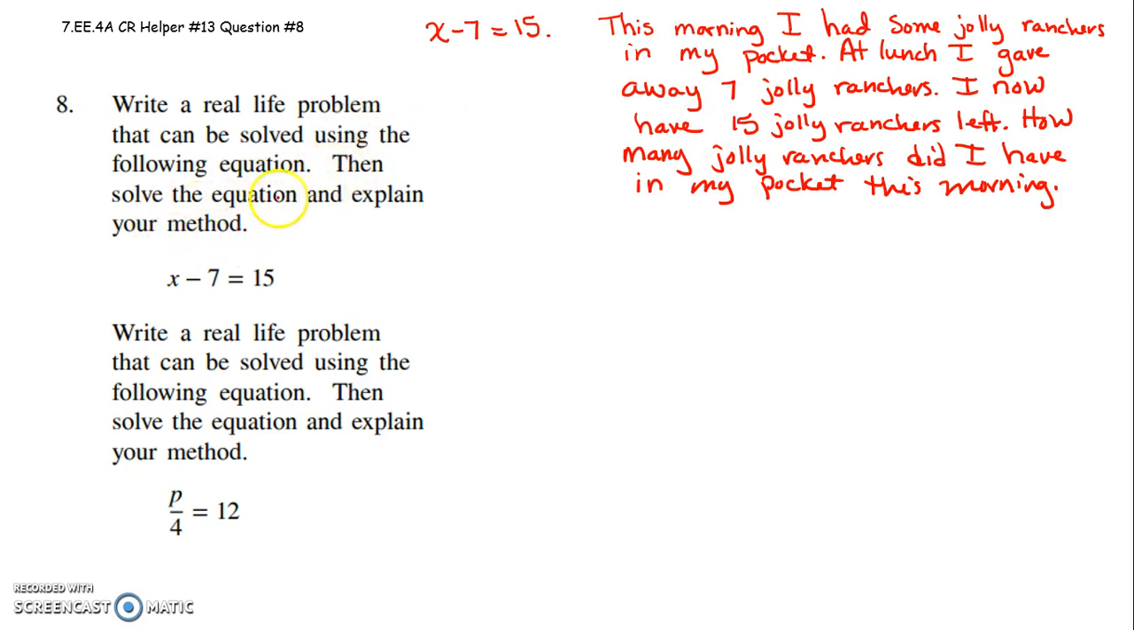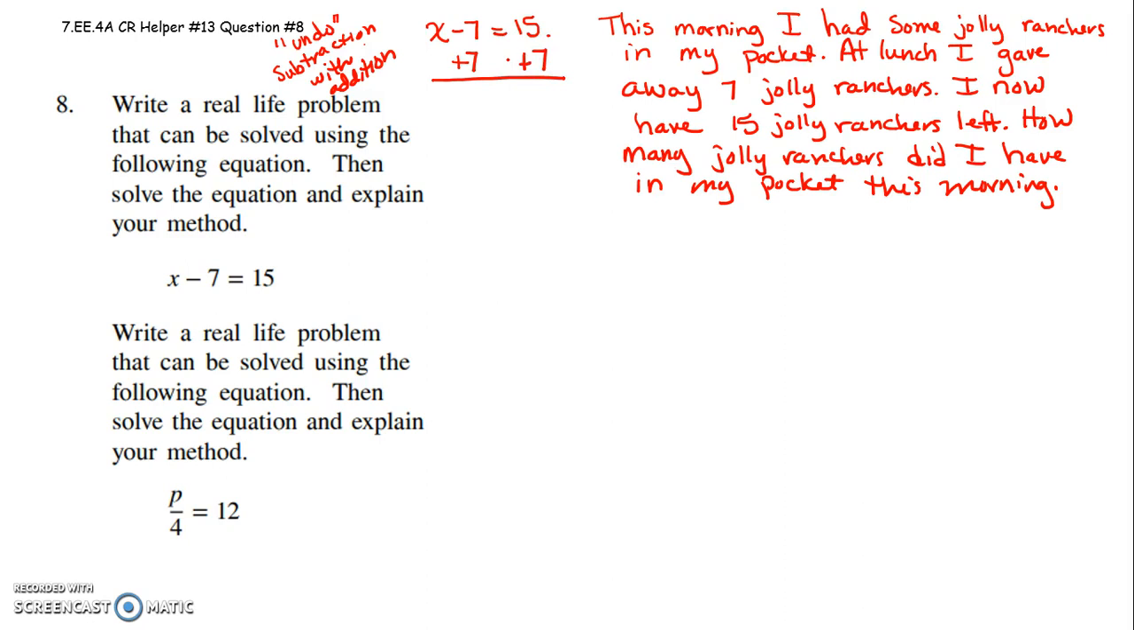Then solve the equation, explain your method. If I'm going to solve this equation to get x all by itself, I would need to add 7, because the opposite of subtraction is addition. So I'm going to undo subtraction with addition. That means I have to add 7 to the left-hand side of the equal sign, and whatever I add to the left-hand side, I must add to the right-hand side.